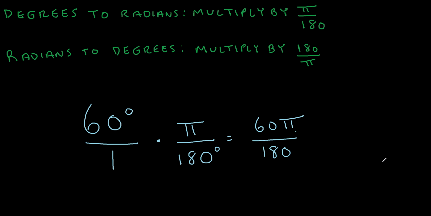We just need to simplify if we can. So how many 60s will go into 180? Well, that would be 3. 60 times 3 is 180. So what we can do is we can reduce this and say this is a 1, and this becomes a 3. So our final answer will be pi over 3. That is what 60 degrees is in terms of radians.